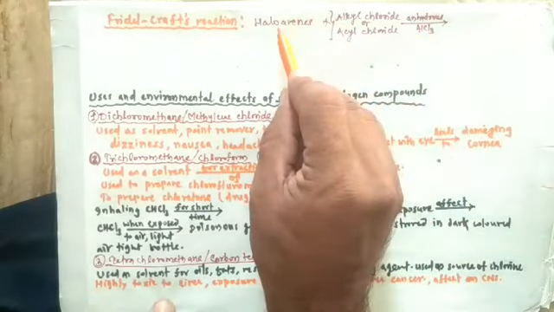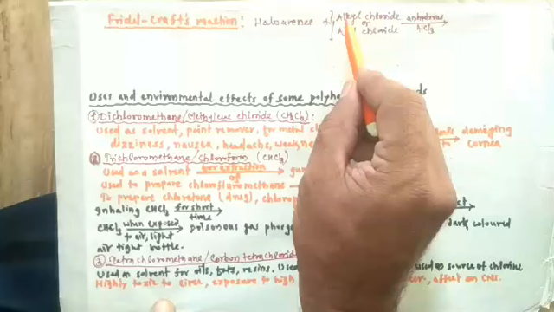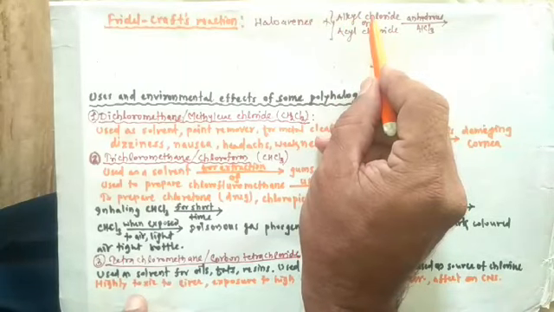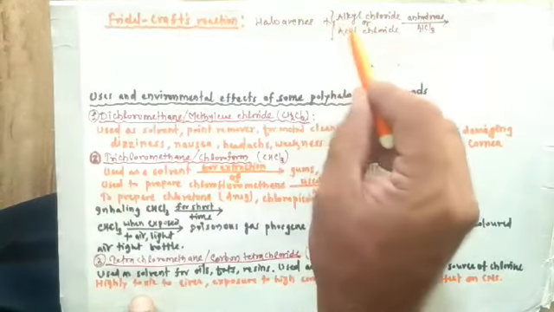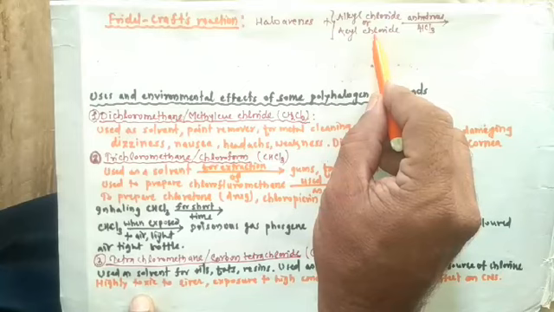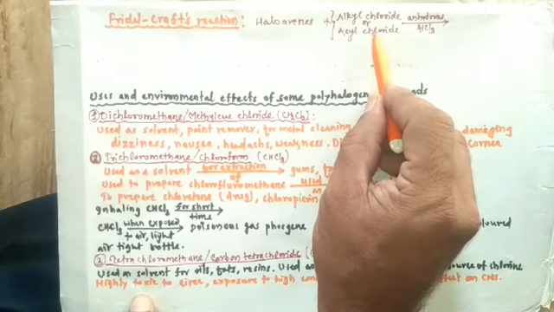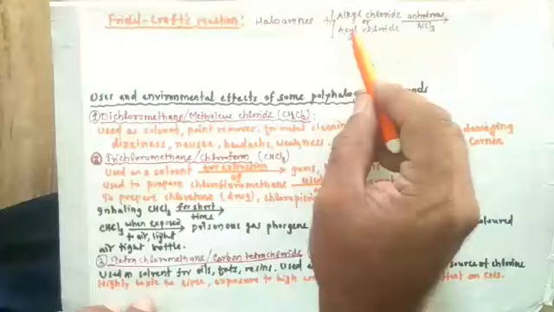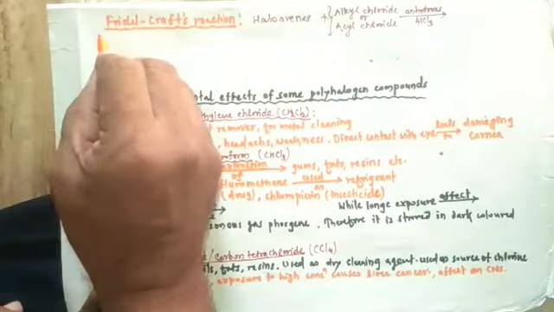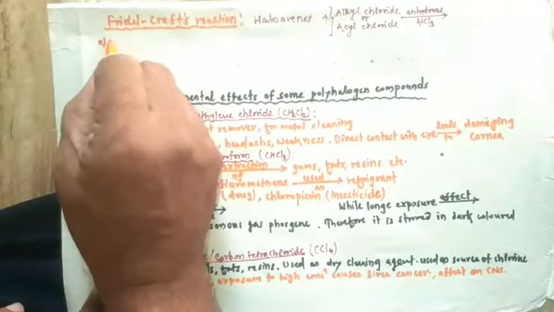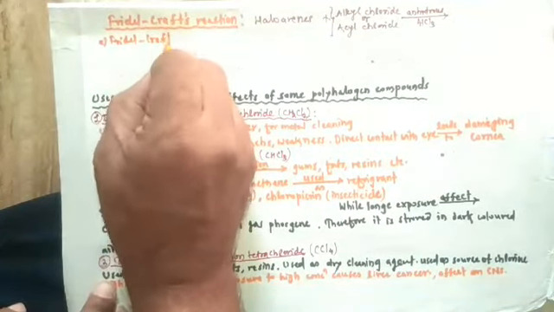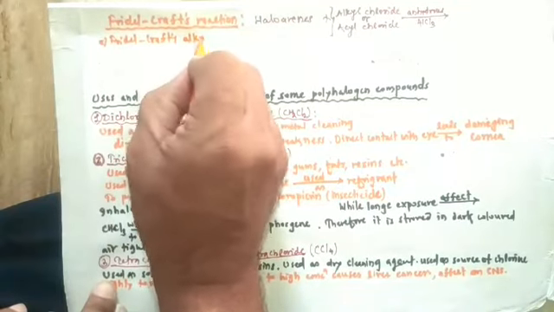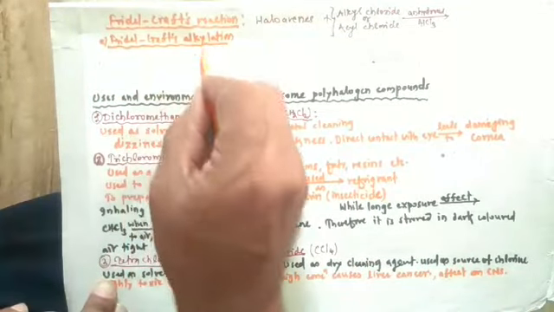So when haloarenes are reacted with alkyl chloride, such a reaction is called Friedel-Crafts alkylation, and when a haloarene is reacted with acyl chloride, this reaction is called Friedel-Crafts acylation. So let's study the examples of Friedel-Crafts alkylation.